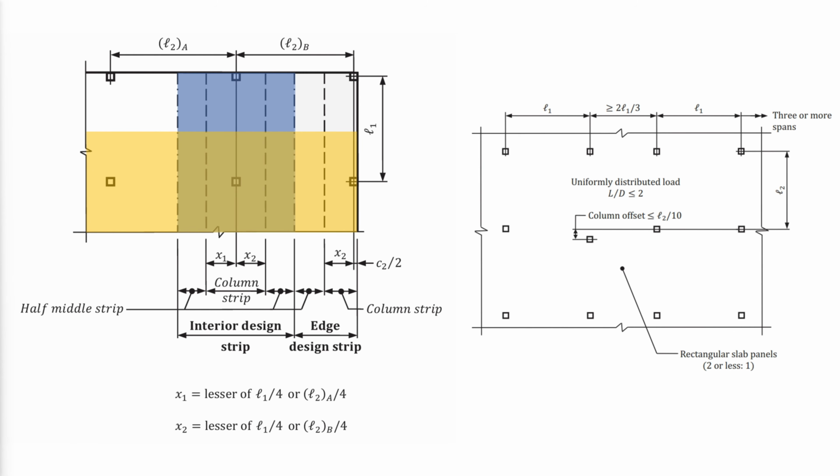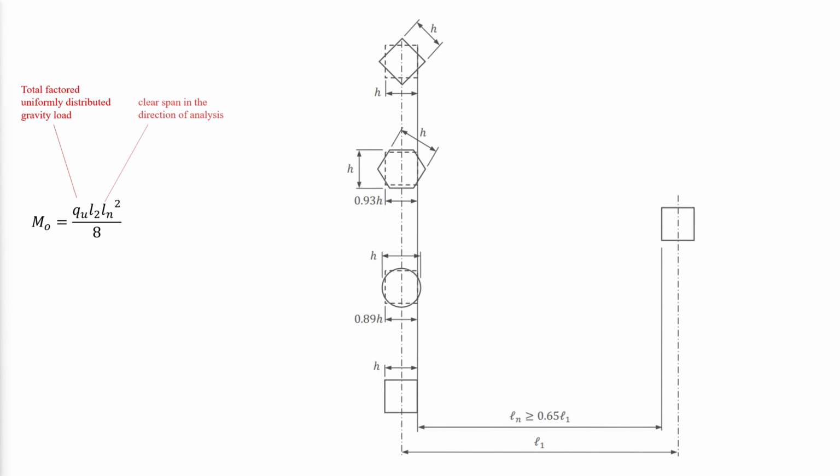in each direction. The first step in determining the factored bending moments in a design strip using the direct design method is to determine the total factored moment in each span, where QU is the total factored uniformly distributed gravity load. Ln is the clear span in the direction of analysis. Any non-rectangular column shape is converted to rectangular for the sake of determination of Ln. L2 is the length of the span in the direction perpendicular to L1, measured center to center of supports.